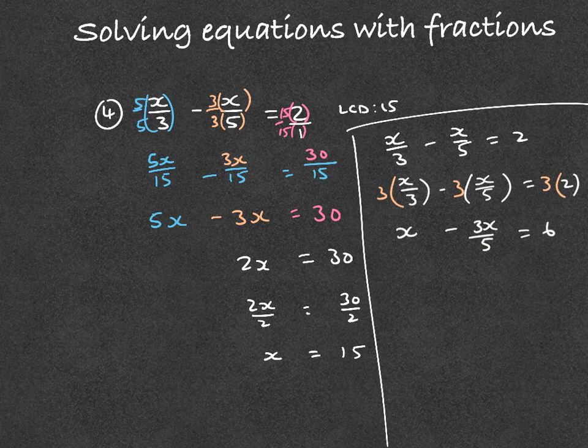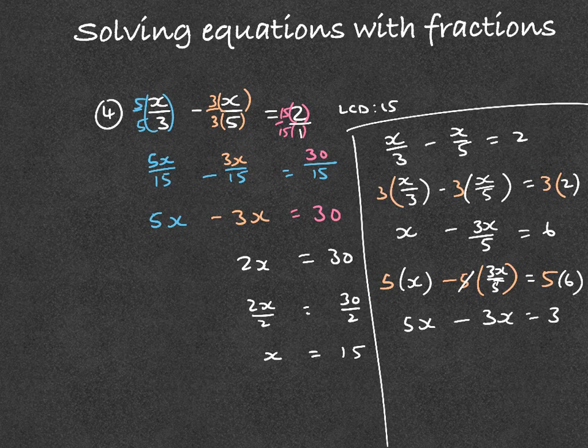And then the next part is, okay, I want to get this divided by 5 away. So multiply every single term by 5. So we can go, well, 5 times x here. And then we can go 5 times that, 3x over 5. And then we can get 5 times 6. Alright, so that is 5x minus, 5 divided by 5 is 1, minus 3x is equal to 30. And that's then again 2x is equal to 30, x is equal to 15. Alright, choose a strategy that works for you.